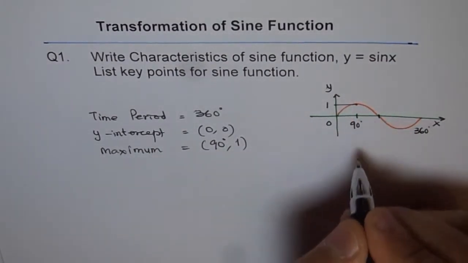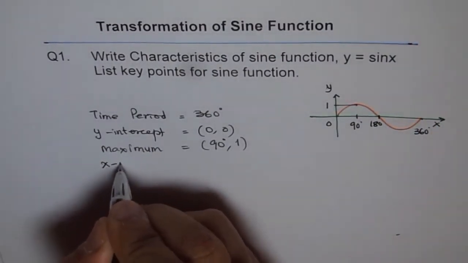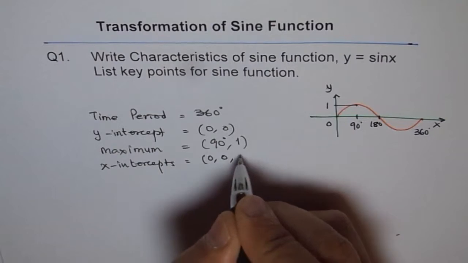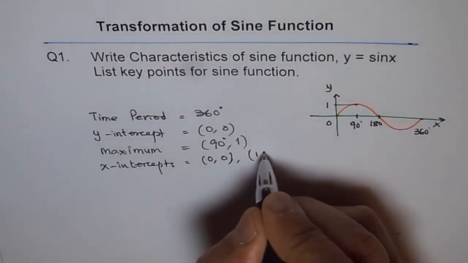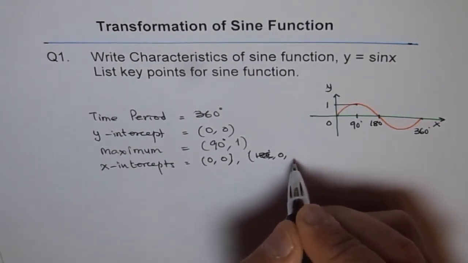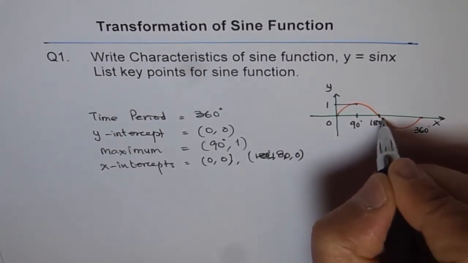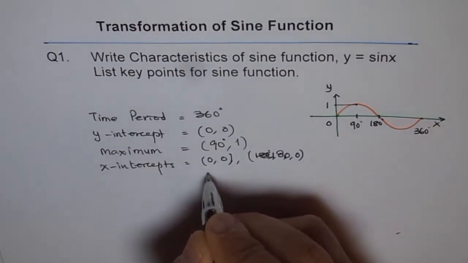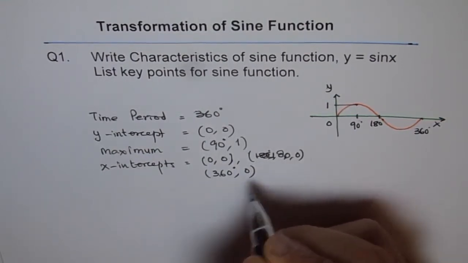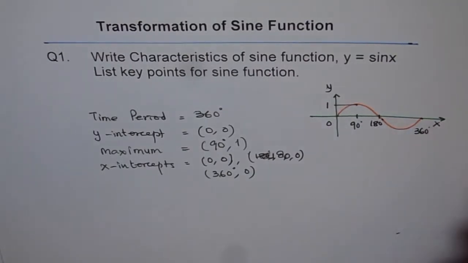And then we have x-intercept at 180 degrees. So we actually have three x-intercepts. So we have x-intercepts at 0 and 180 degrees. Let me write it again. And also at 360 degrees. So y values are 0 at x-intercept. So we have x-intercepts at 0, 180 degrees and 360 degrees.